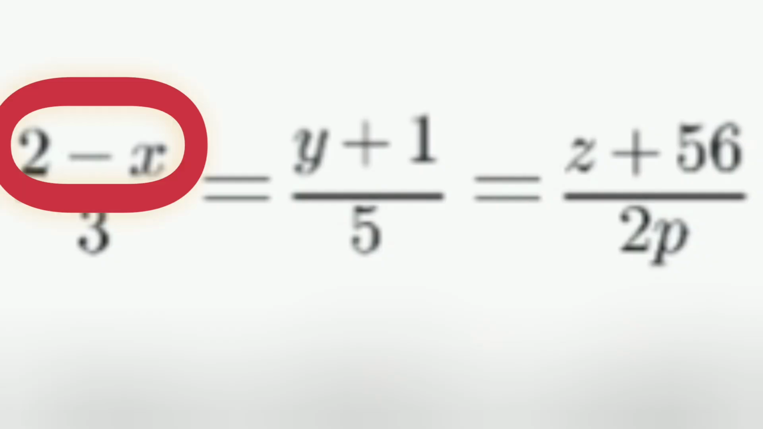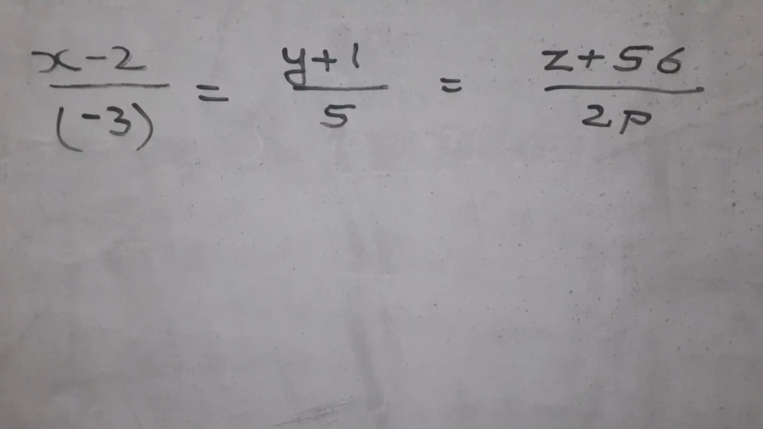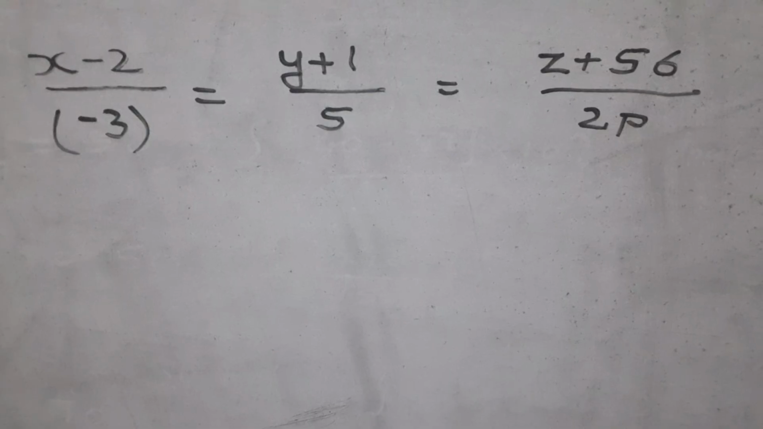For the second equation, the first part should be rewritten. So we can write it as (x minus 2) by -3. So direction ratios of the second line are -3 : 5 : 2p.